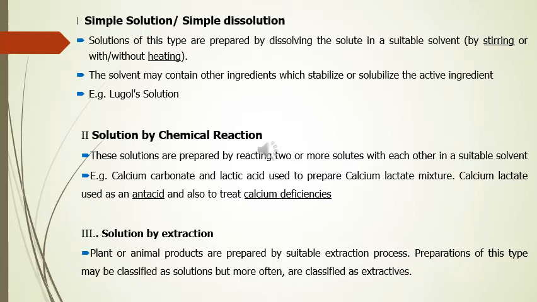The second method is solution by chemical reaction, in which two or more solutes react with each other in a suitable solvent. The example for this is calcium carbonate and lactic acid, which is used to prepare calcium lactate mixture. This is used as an antacid and also to treat calcium deficiencies.